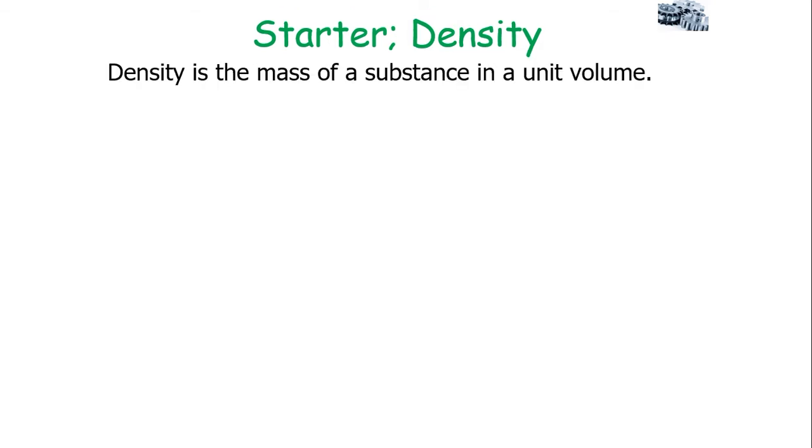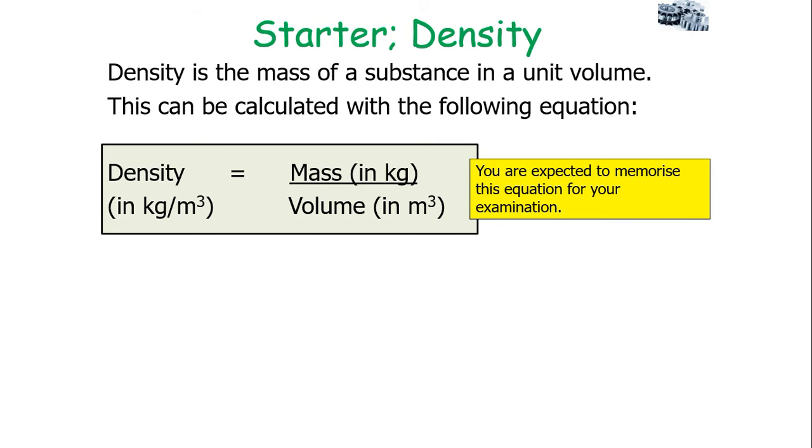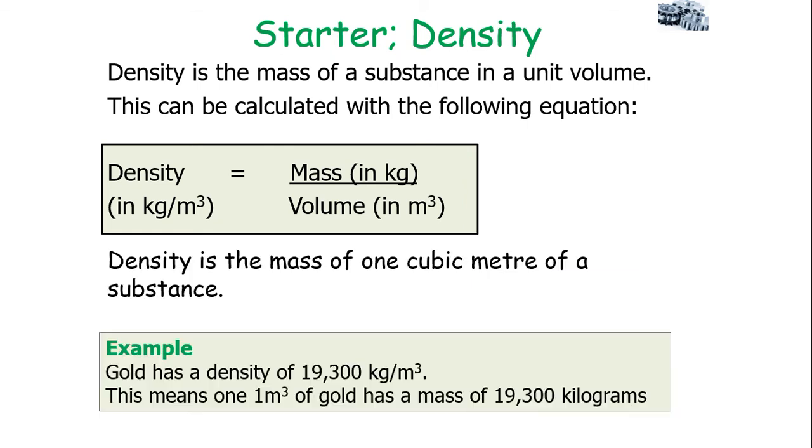So density is the mass of a substance in a unit volume. So we can calculate it with the following equation. Density is equal to mass divided by volume. Now if we place some units in there, the unit of mass is kilograms, the unit of volume is meters cubed, and the unit of density therefore is kilograms per meter cubed. Now you're expected to memorize this equation for your examination. This means you should be able to rearrange this equation to make mass or volume the subject as well as using it to work out density.